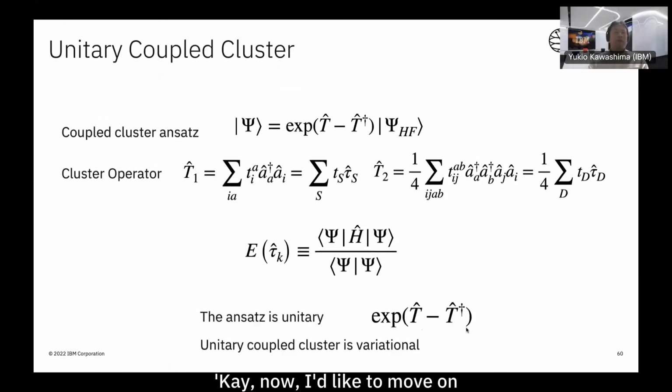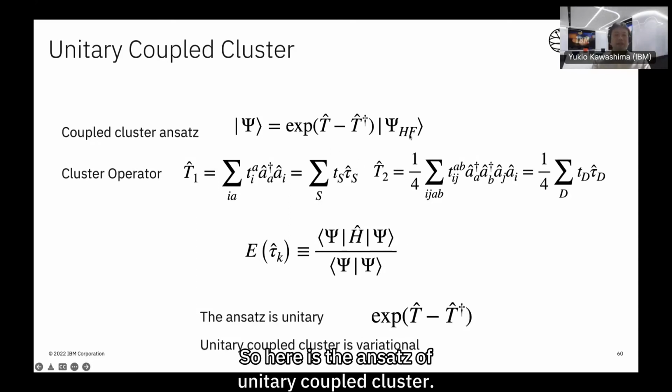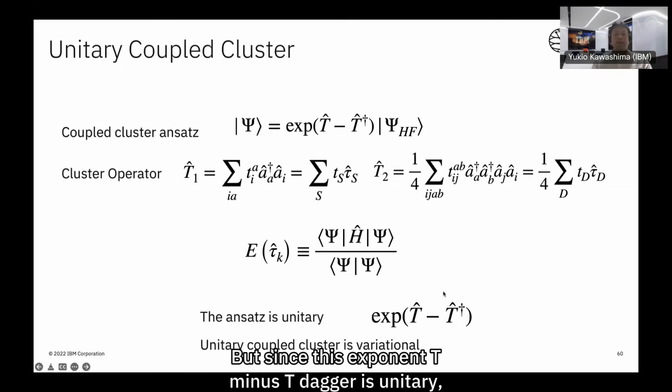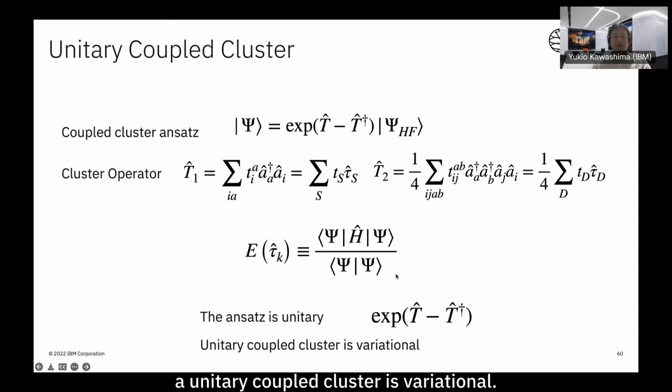Okay, now I'd like to move on to the unitary coupled cluster. So here is the ansatz of unitary coupled cluster. What's different from the conventional coupled cluster ansatz is that in addition to T, we have this minus T dagger. This T dagger is called the de-excitation operator. But the remaining cluster operators are exactly the same as in the conventional coupled cluster ansatz. But since this exponent, T minus T dagger, is unitary, unitary coupled cluster is variational.